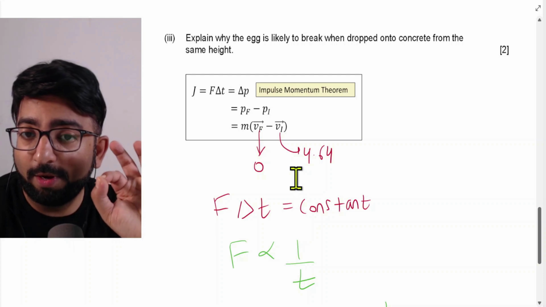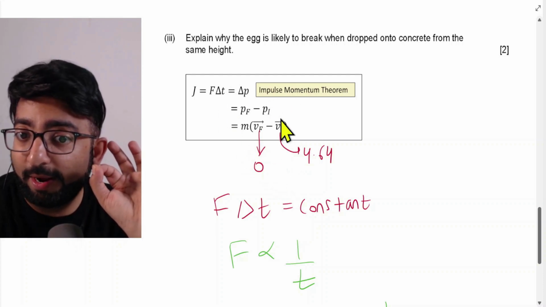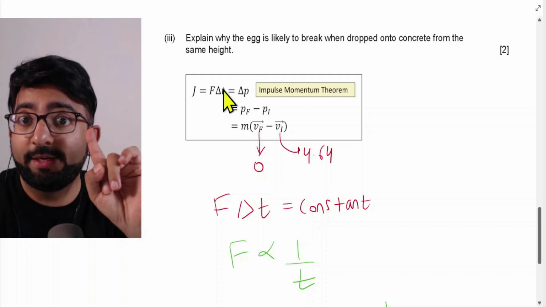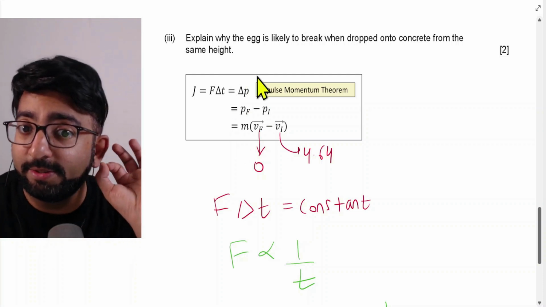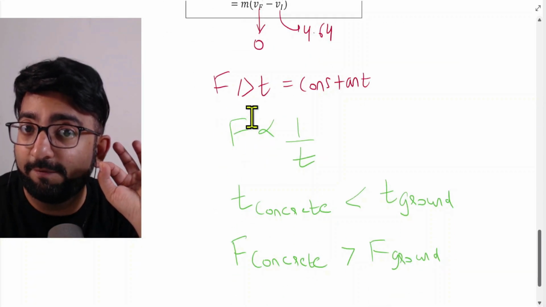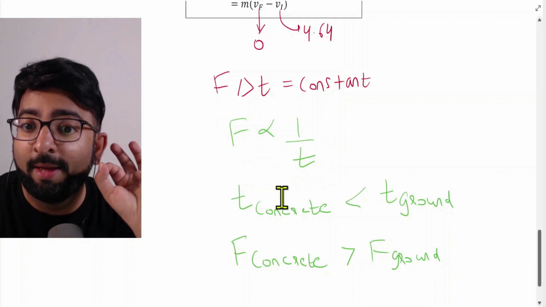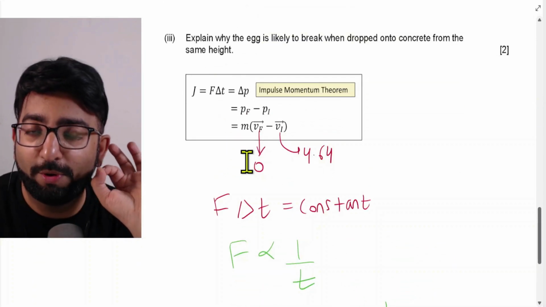Let me repeat what we have done. Initially, we proved that the right-hand side, which is delta P, is constant in both cases, concrete as well as the ground. Since the right-hand side is a constant, we can say force is inversely proportional to time. And that is the approach we use to solve this question.